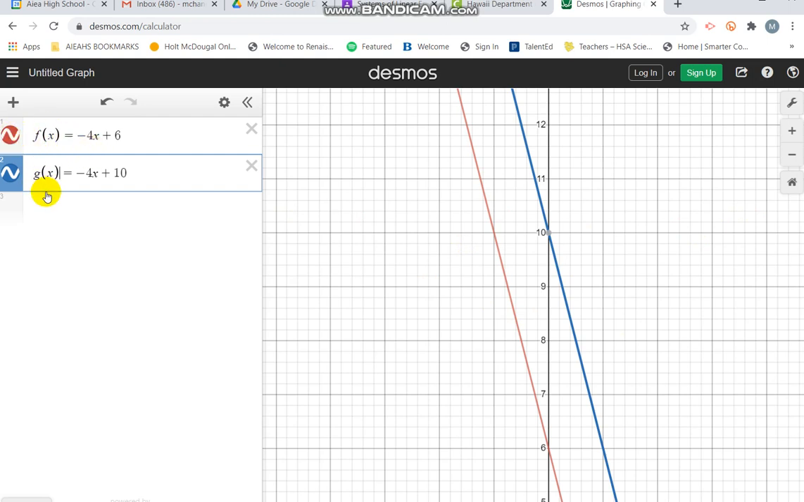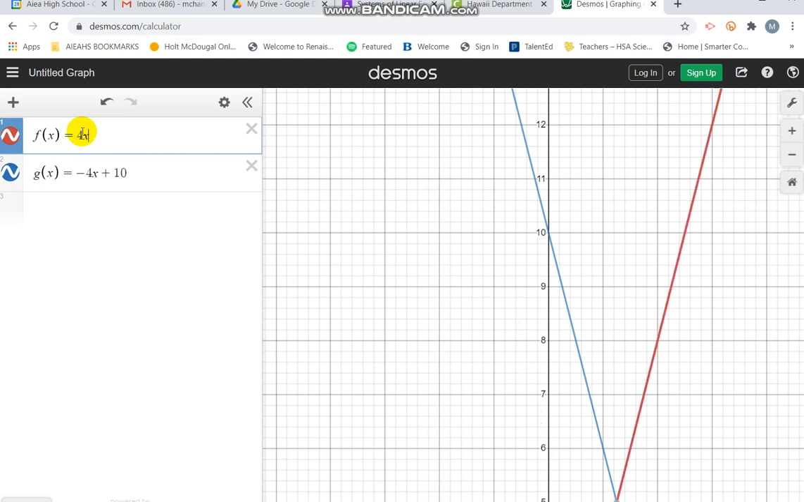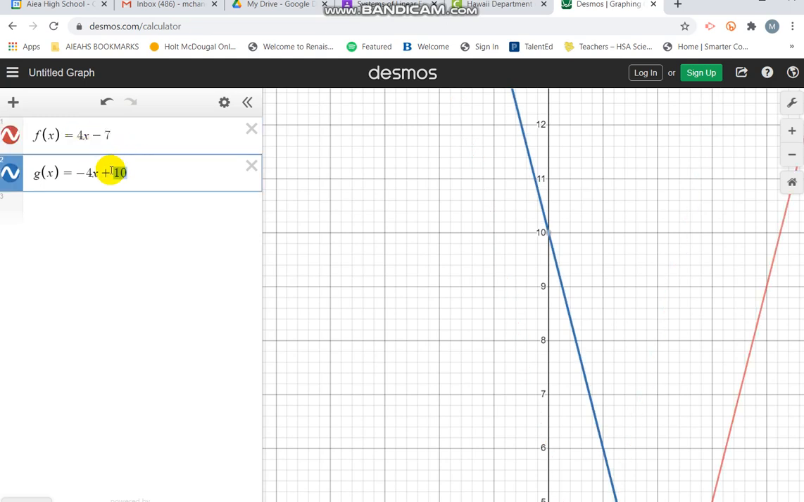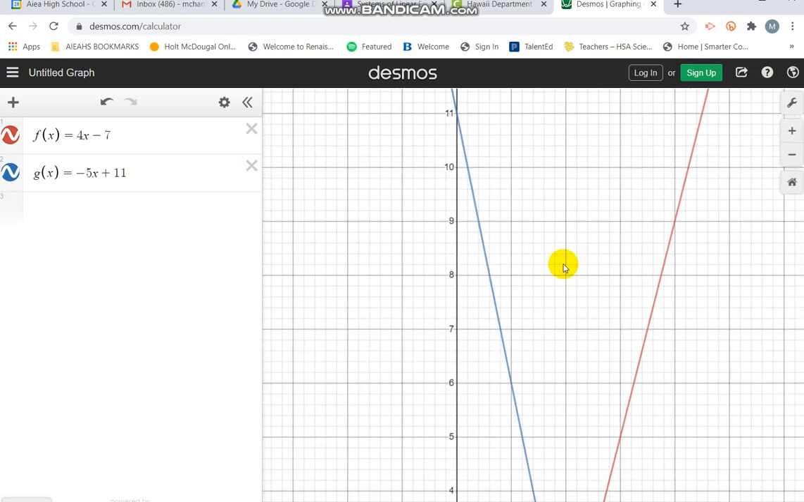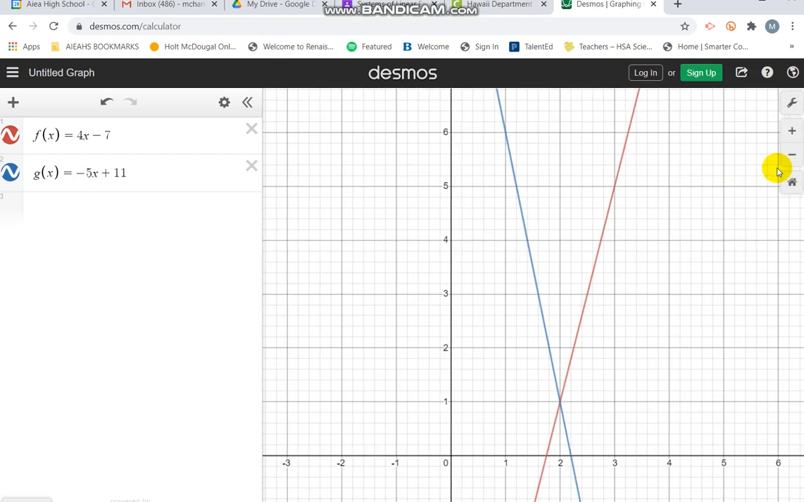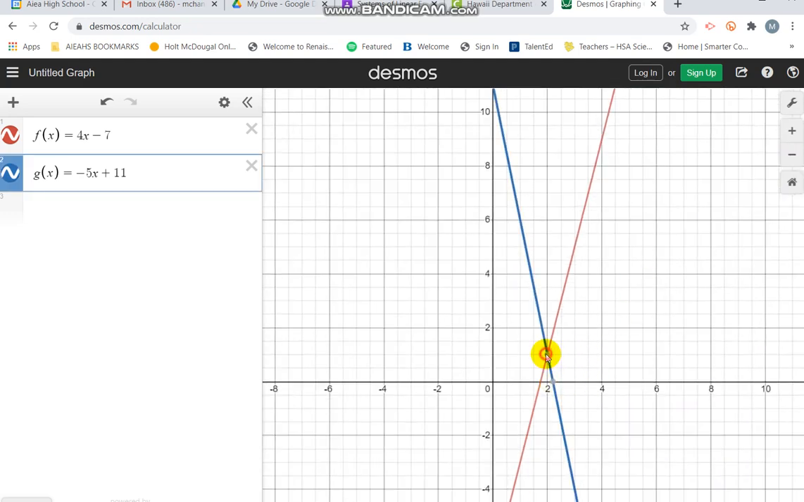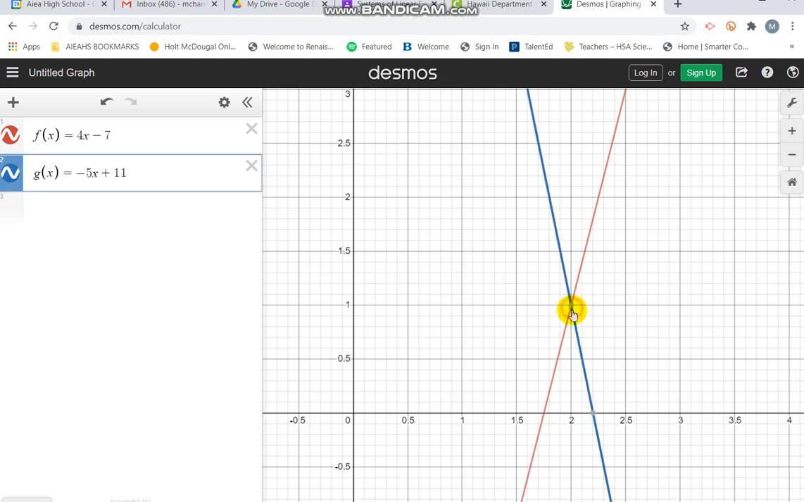We're using f of x and g of x, basically what you can see there. Okay, let's say I were to modify this. So let's say I put something like 4x minus 7, and I gave you something like g of x is equal to negative 5x plus 11. Okay, so if I were to look at both of these graphs here, if I were to click on that point, that basically tells me what x would be.